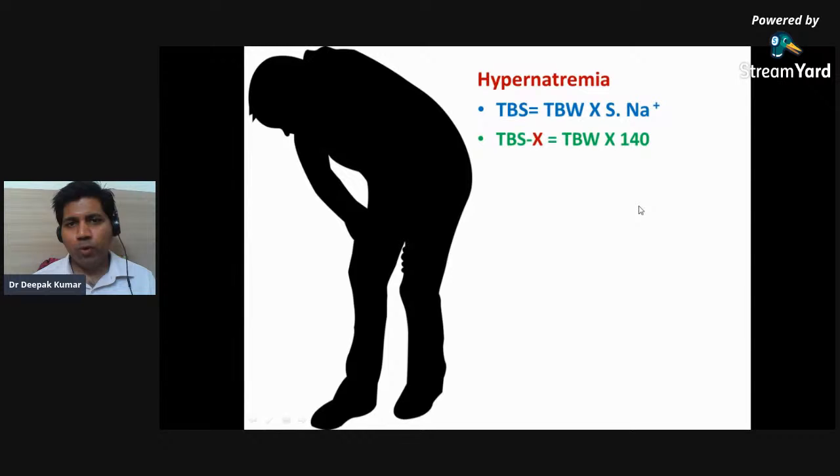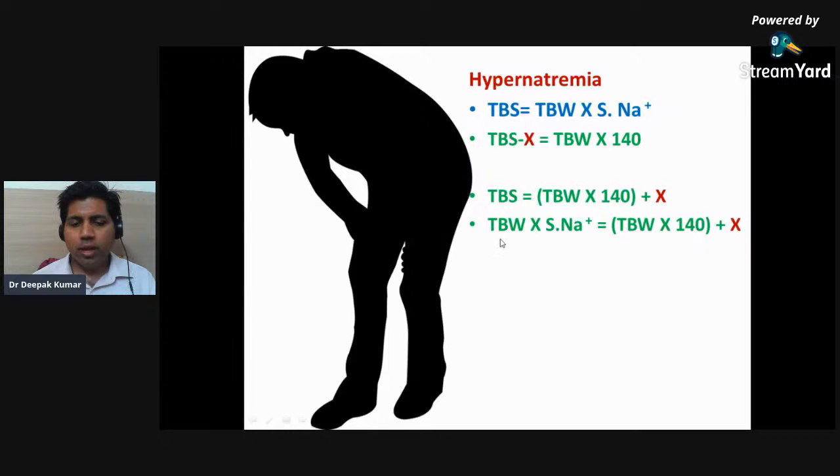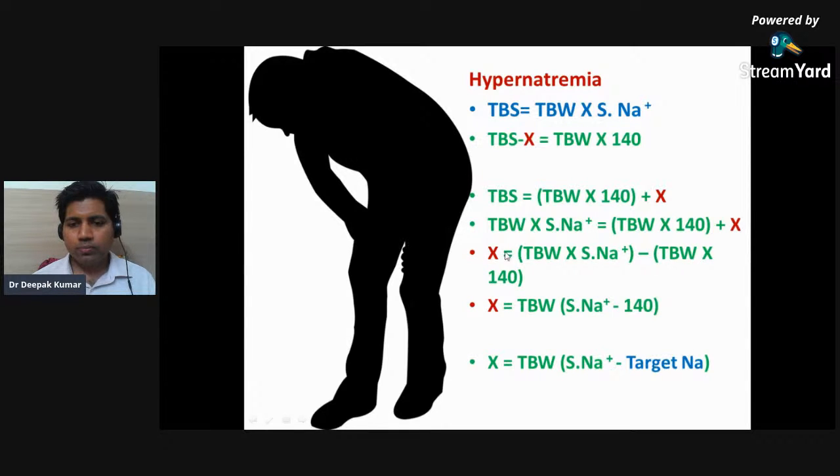So now what will follow is a little bit of maths. Total body sodium is equal to total body water into 140 plus X. When you take this X to the right hand side, this becomes plus X. And then what you're going to identify now is total body sodium. You can use this equation here: total body water into 140 plus X is equal to total body sodium, which is total body water into serum sodium. Then a few more mathematical steps follow, and you will get the value of X is equal to total body water into serum sodium minus 140 in case of hypernatremia.